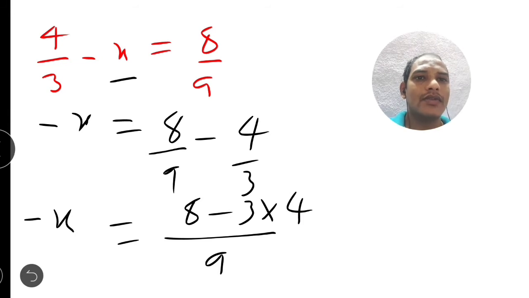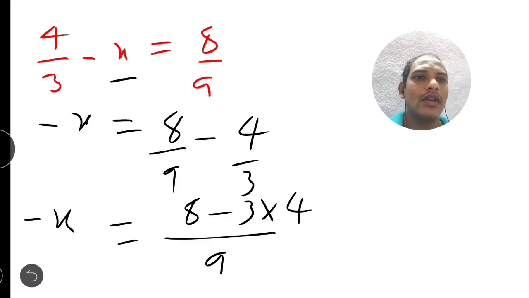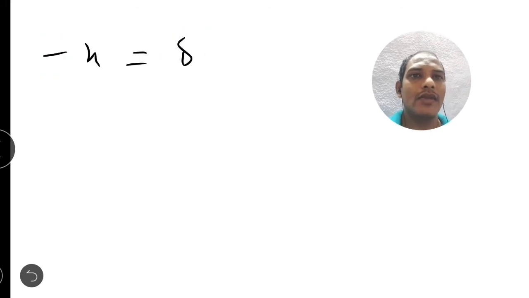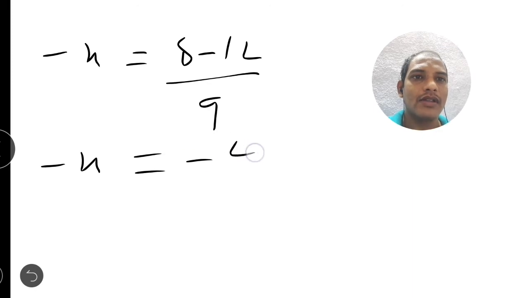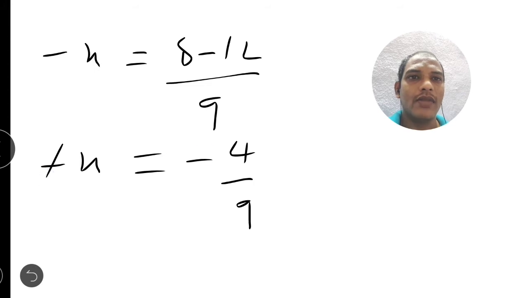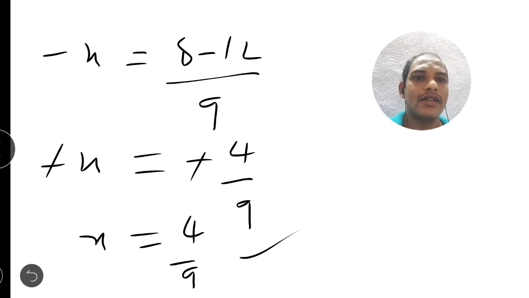So minus x equals 8 minus 3 into 4, which is 12, divided by 9. So minus x equals 8 minus 12, which is minus 4 by 9. Finally the minus signs cancel, then x equals 4 by 9. So our answer is x equals 4 by 9.